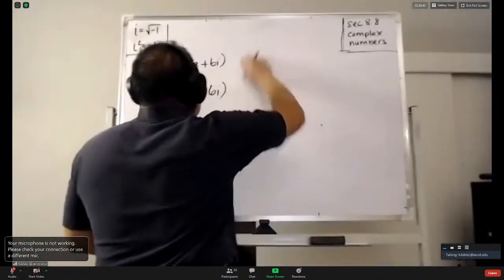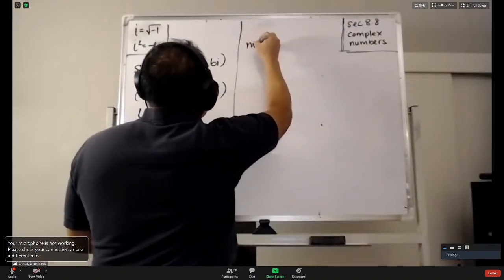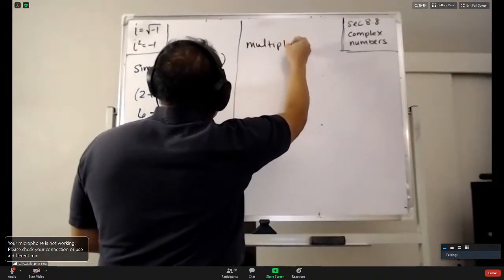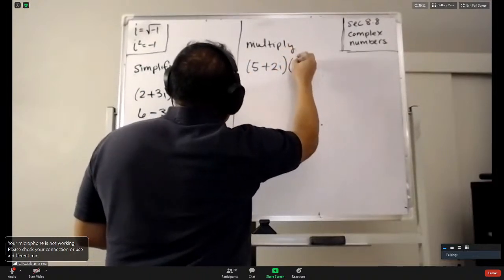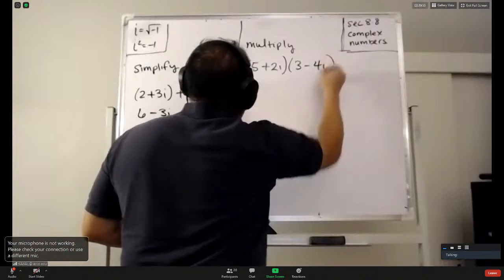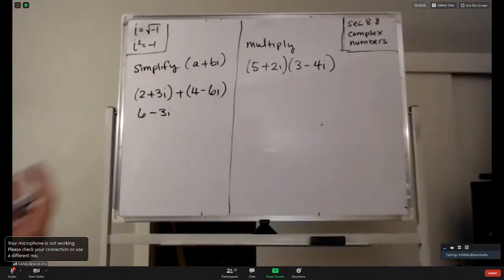So let's try doing something like foiling. Okay, so try that. Go ahead and foil it. Treat the i's just like you would a variable, an x.